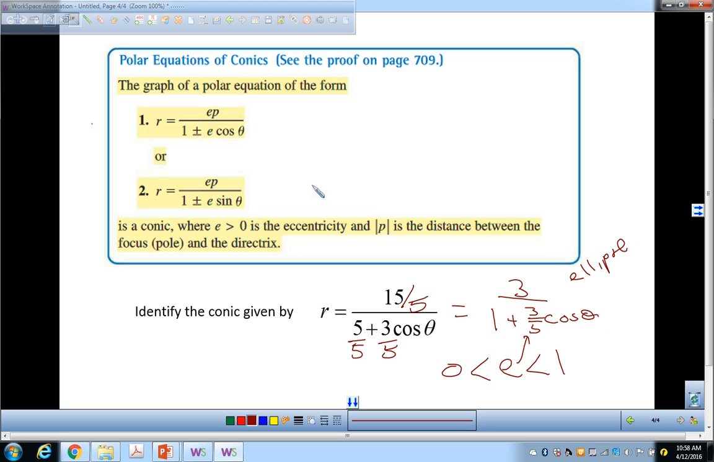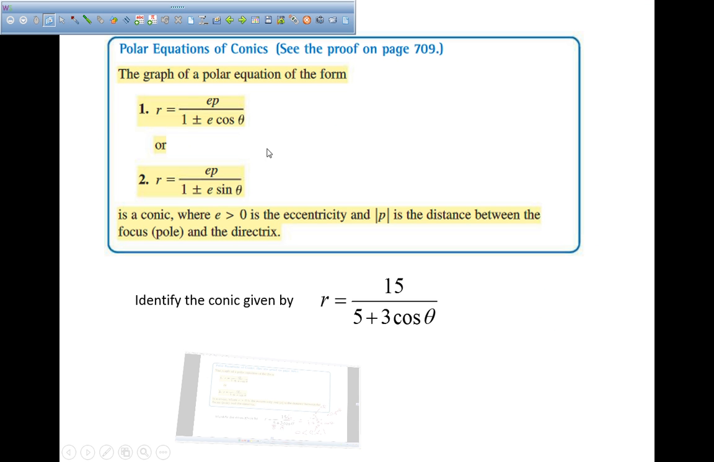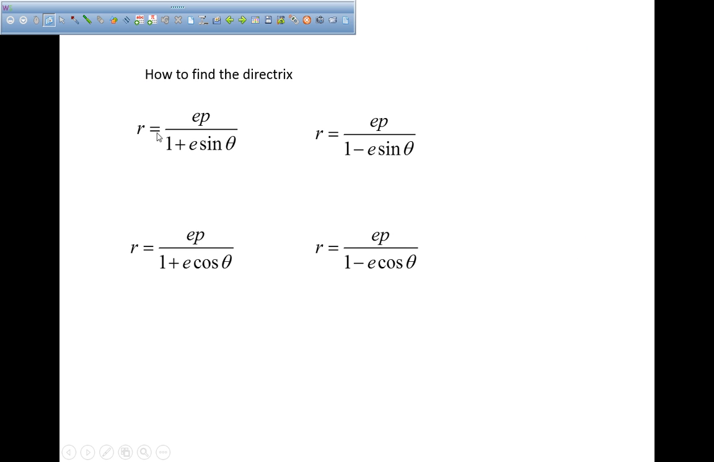So if I put this into my calculator, y equals 15 over 5 plus 3 cosine theta, I would get an ellipse. Okay? And I set up my window appropriately. And that particular ellipse, I'll talk about it a little bit more in a second, but this up here is EP. And so you could actually find the distance where that directrix is located by finding what P is. So if I break these 2 equations into 4 equations, which is the next thing I did for you up here, how to find the directrix.